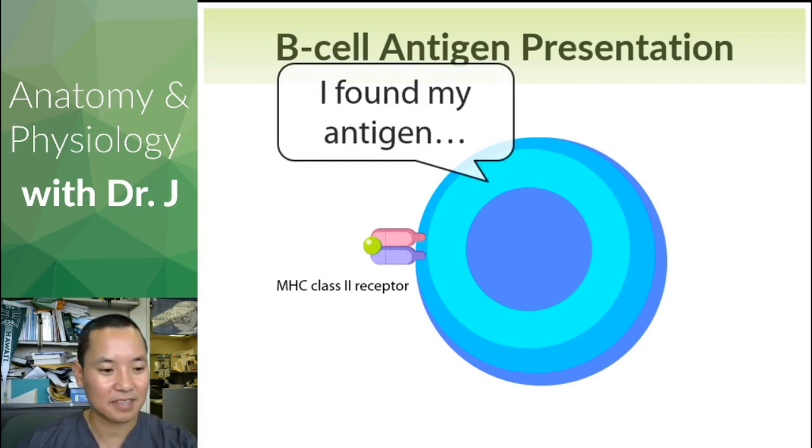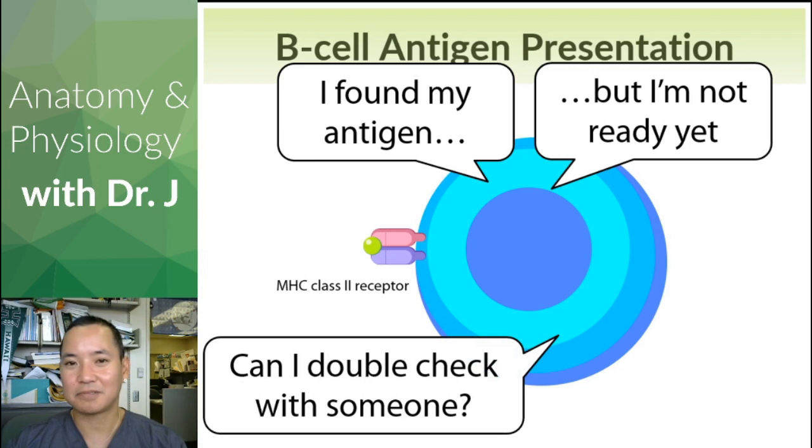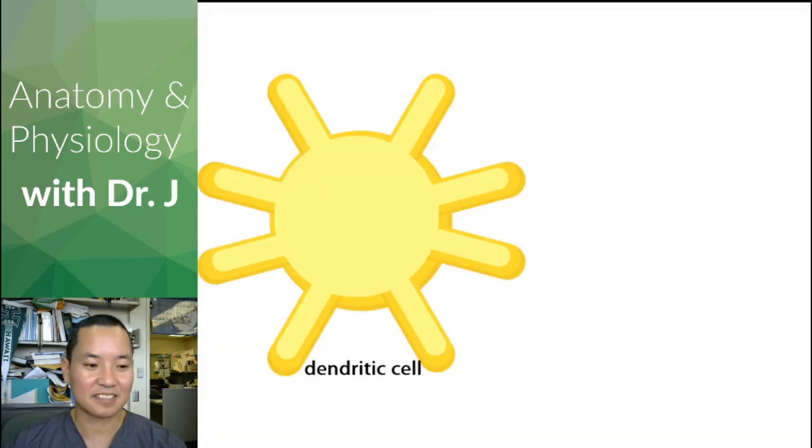So the thing is that B cells, they're very powerful when they become plasma cells, but they actually have a double check system. They don't get activated once they first bind their antigen. They're kind of like cautious. So then how do they double check with another cell? Maybe they want to double check with another cell that recognizes that same antigen.